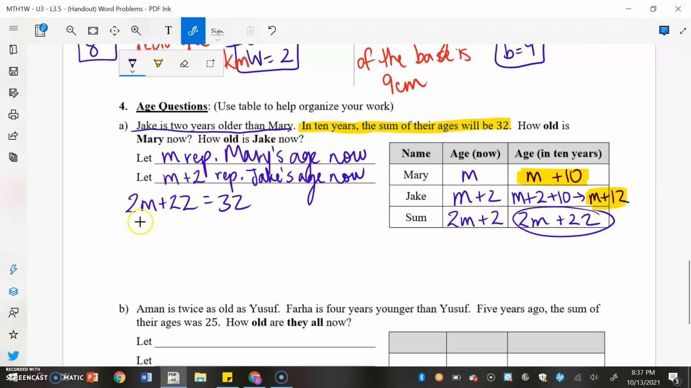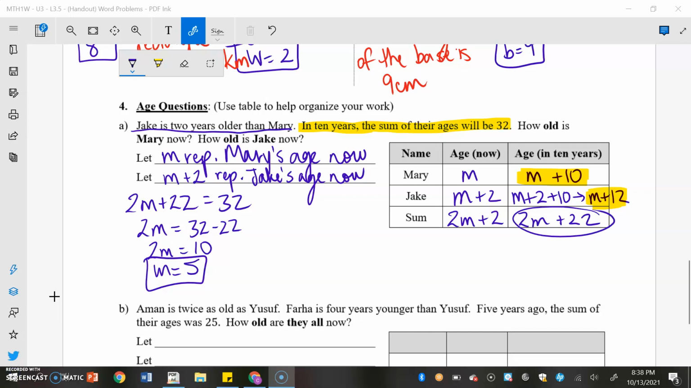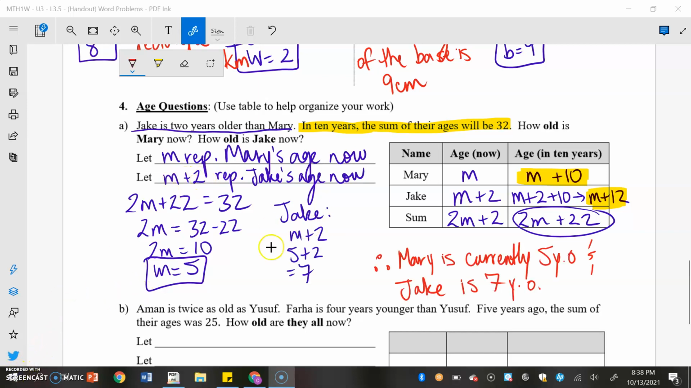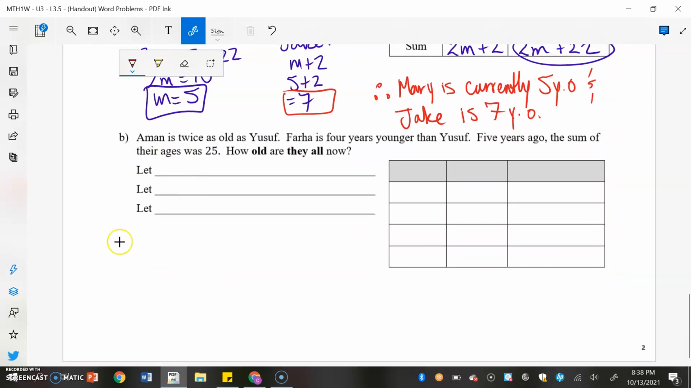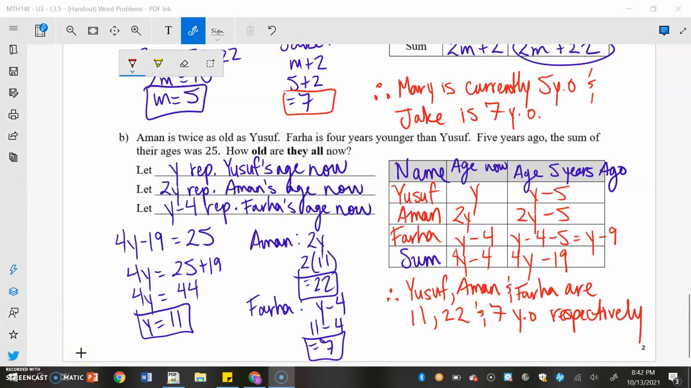Now, let's simplify and solve this equation. Here we would find that Mary's age now is 5. Let's now plug that into M plus 2 to find Jake's age. We would find that Jake is 7. So we would write a therefore statement. Mary is currently 5 years old and Jake is 7 years old. I ask that you now pause the video and try part B on your own. And here is the solution for part B. The main difference here, 5 years ago, means that we're subtracting 5 from all of their current ages. Make sure that your answers match the ones that we have here and double check all of your answers.